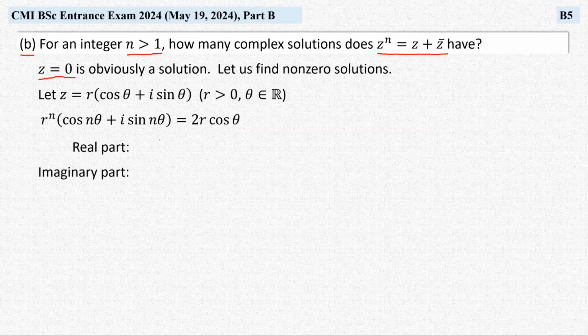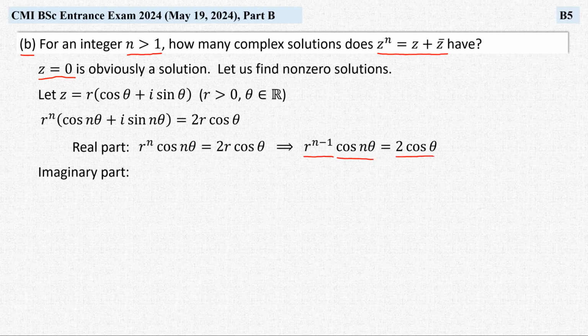And we do the same comparison with real and imaginary parts. Comparing the real part gives the relation r to the power of n minus 1 times cosine n theta equals 2 cosine theta. And comparing the imaginary part gives the relation sine n theta equals 0. And we do the same thing as in the previous problem.